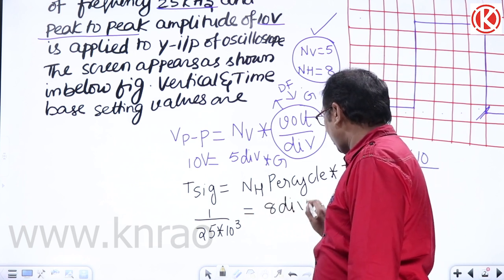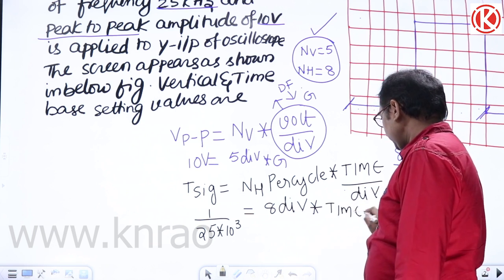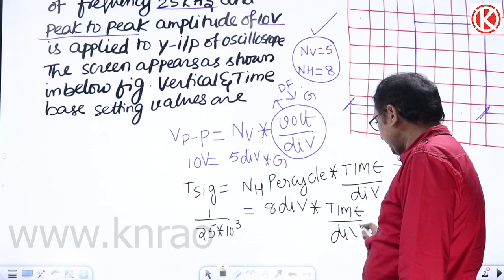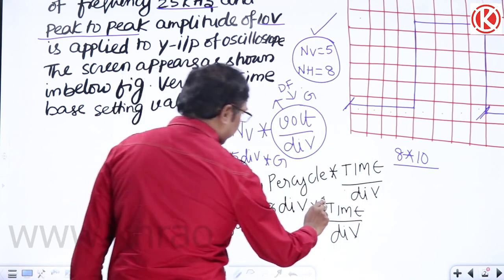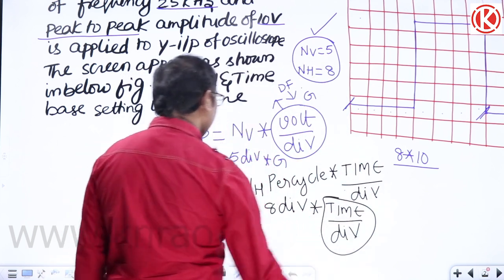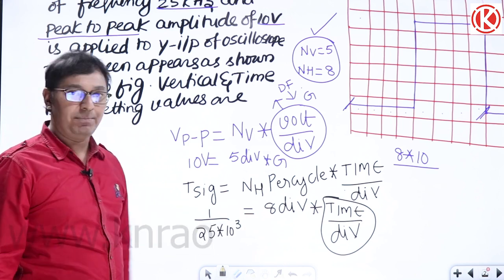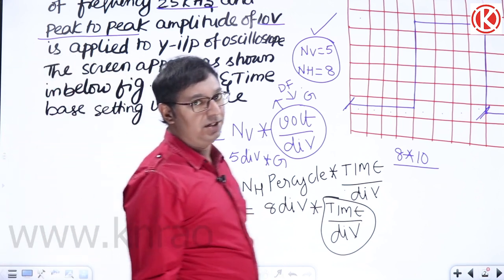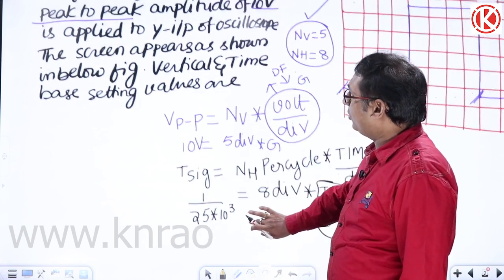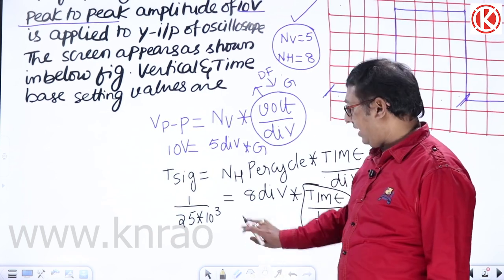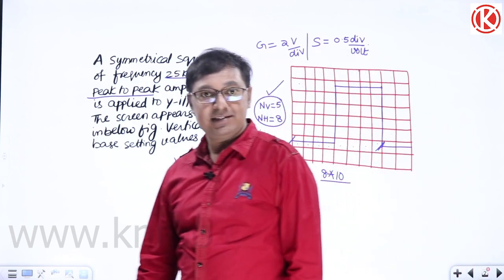8 divisions occupied into time per div. If you calculate this time per div, what value will you get? Finally, 1 by 25 into 8 into 10 power 3. You will be getting the value of time per div. Okay, right. Hope you got the point, sir. This is how you have to calculate the vertical and time base settings.